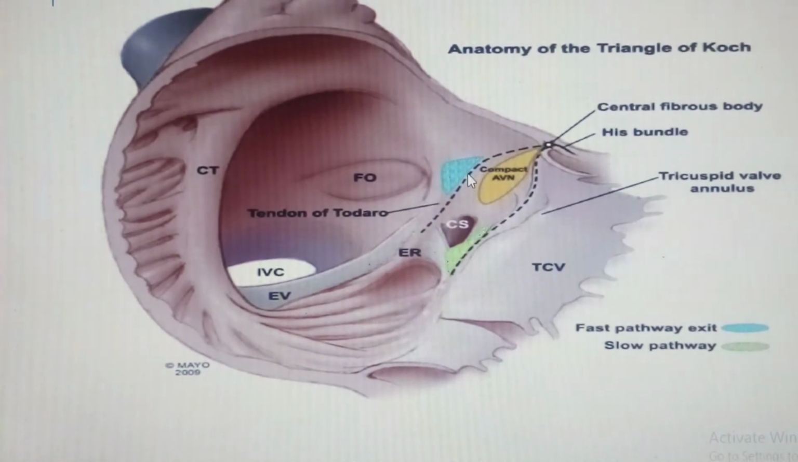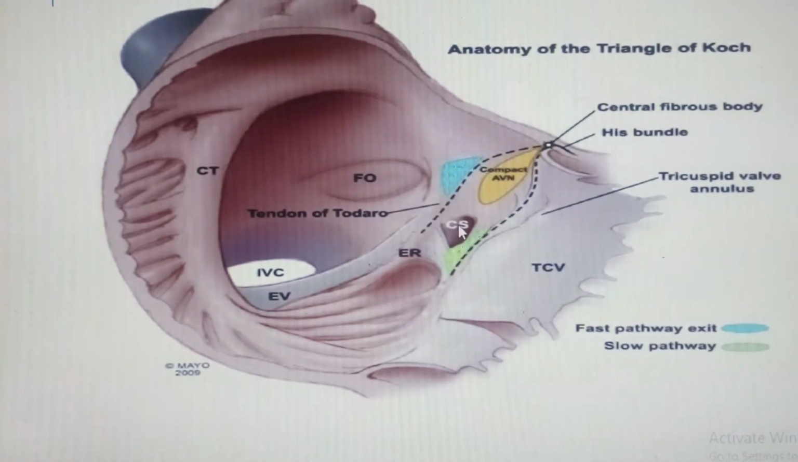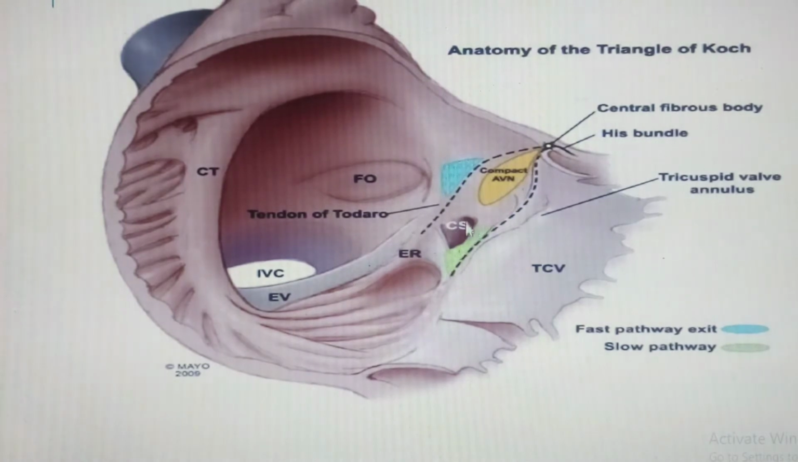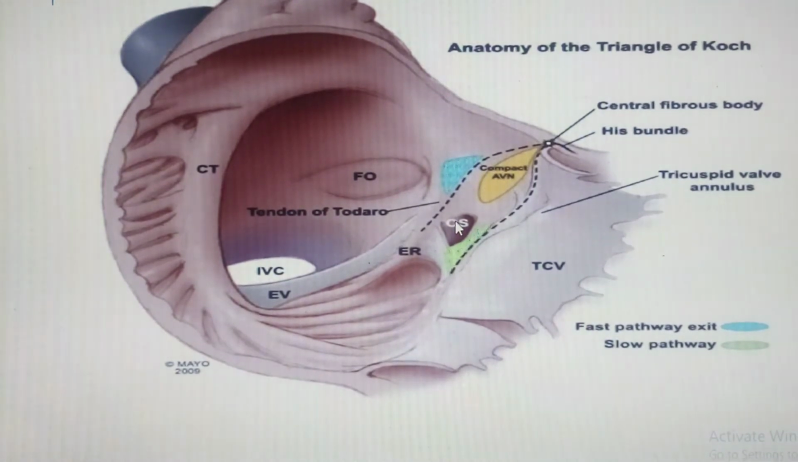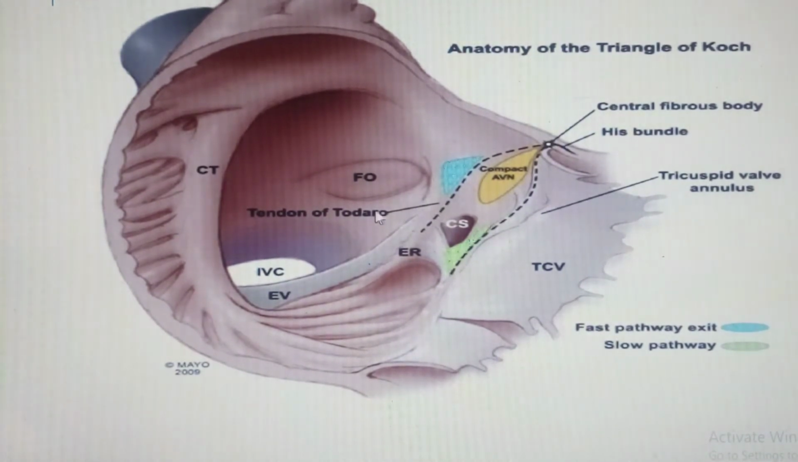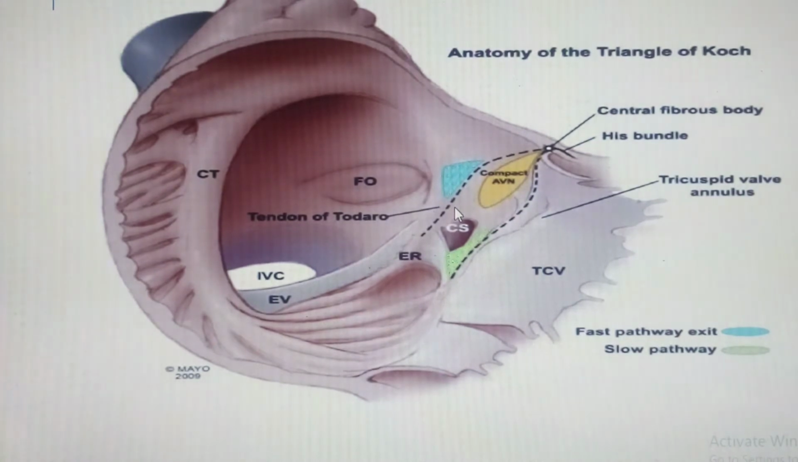You know that at the posterior aspect we are going to have this one over here, which is actually the coronary sinus. That's the ostium, or the opening of the coronary sinus. And then of course you can also see that there's a tendon, which we call the tendon of Todaru. This tendon is actually very important.